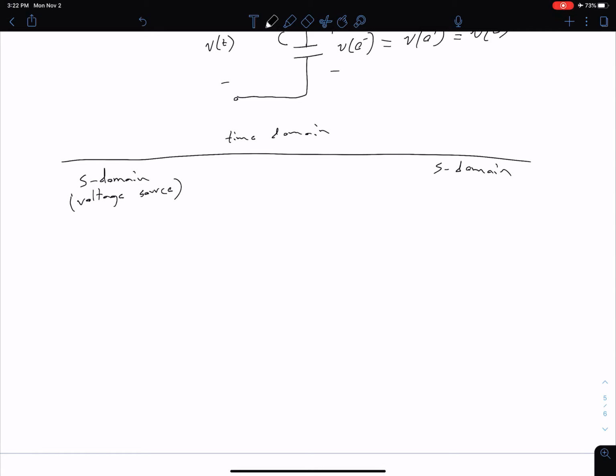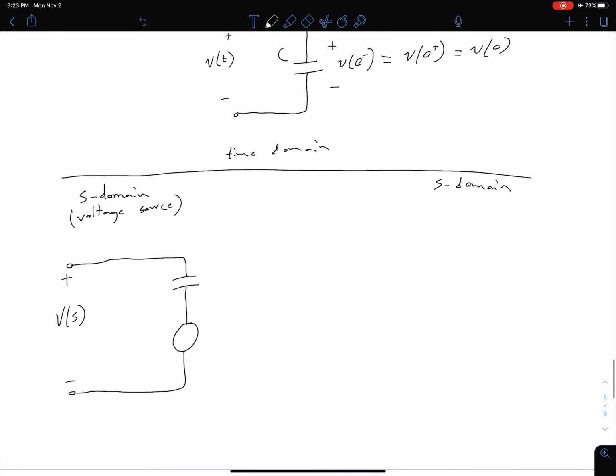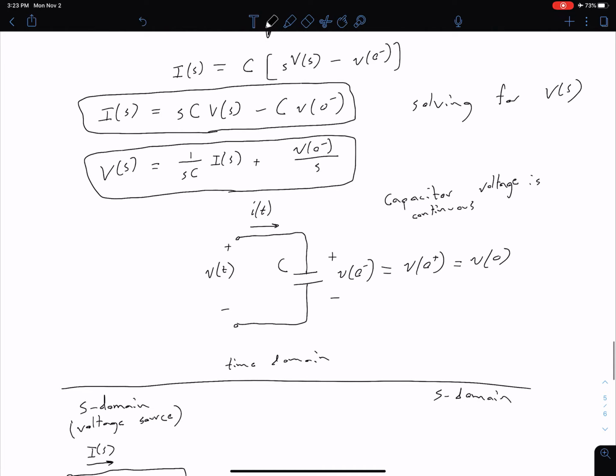So let me draw it, and then we'll relate it back to our equation above. We have a capacitor, and it's going to be in series with the voltage source. And the voltage source is going to represent our initial condition. So really, the voltage between these two terminals is our voltage across the capacitor. So this is going to be V(s). We're going to have some current, let me label that as well, some current I(s). And so let's bring down our equations, same as we did last time.